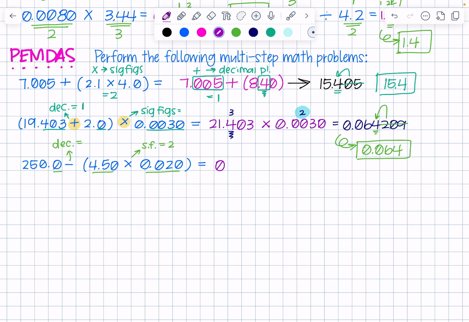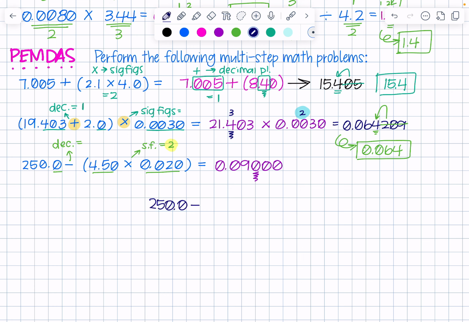I get 0.09000. Okay. Now in this question, I'm looking to round to 2 significant figures. That was a bad choice of color, sorry. 2 significant figures, which would put me rounding here. So now I have 250.0 minus 0.09000 rounded to that spot.